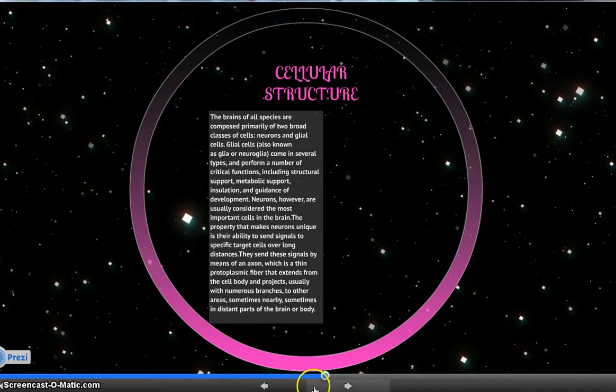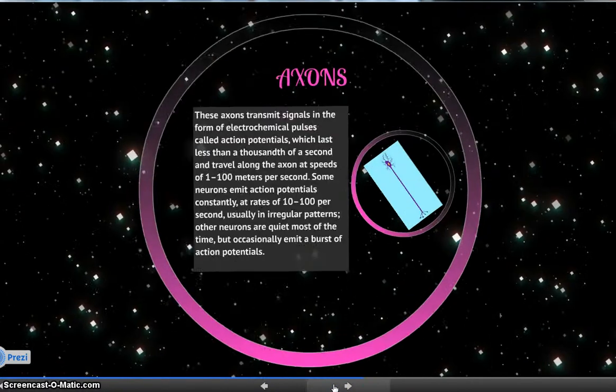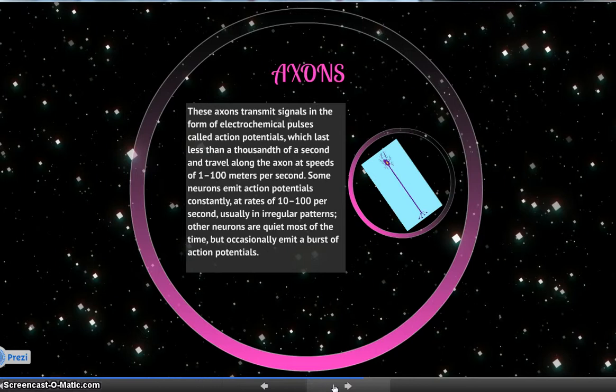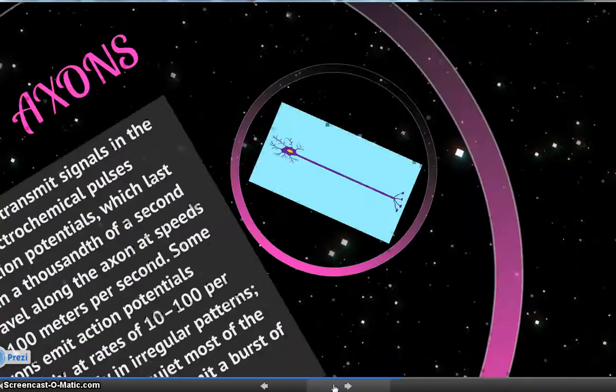The property that makes neurons unique is their axons. These axons transmit signals in the form of electrochemical pulses called action potentials, which last less than 1/1000 of a second and travel along the axon at speeds of 100 meters per second. Some neurons emit action potentials constantly, at rates of 10 to 100 per second, usually in an irregular pattern.